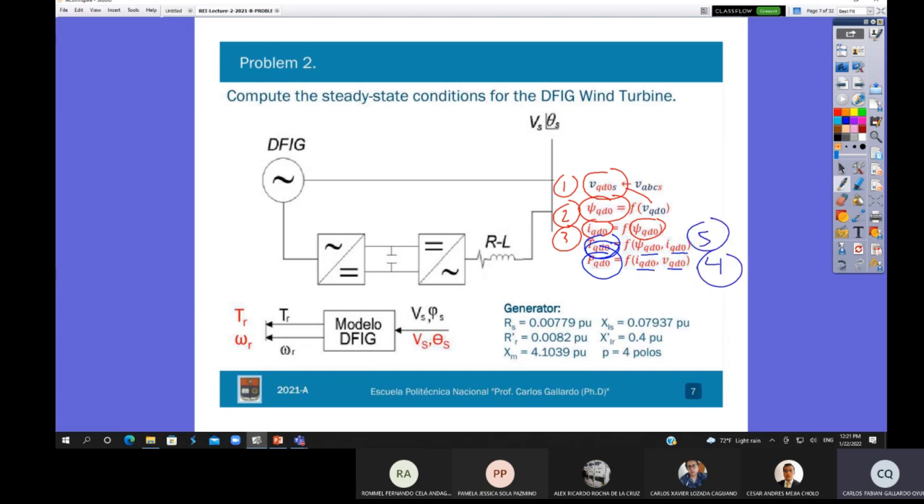This is the methodology in order to carry out the initialization.